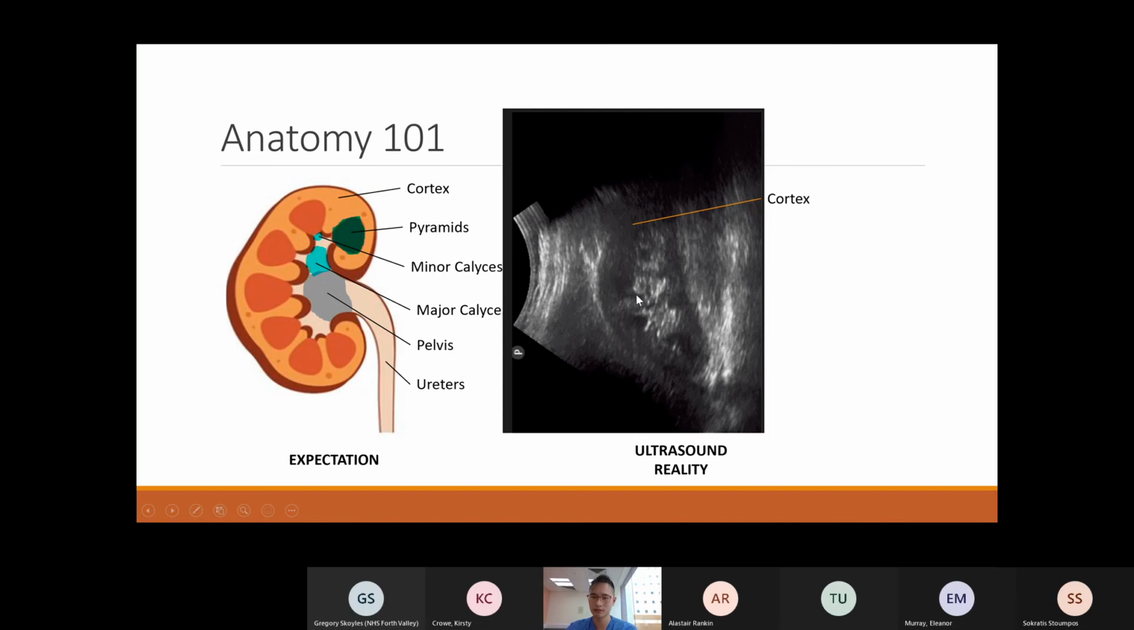Cortex. Okay, so where my arrow is, this hypoechoic structure is your medulla. And that region from the base of that medulla to your capsule is your cortex. Your minor calyx is that bit at the tip of the pyramid where urine drips into. Your major calyx is somewhere in there, and your pelvis is collapsed within this hyperechoic space. The ureters, obviously, you can't see them. I'll touch on these as we go along.